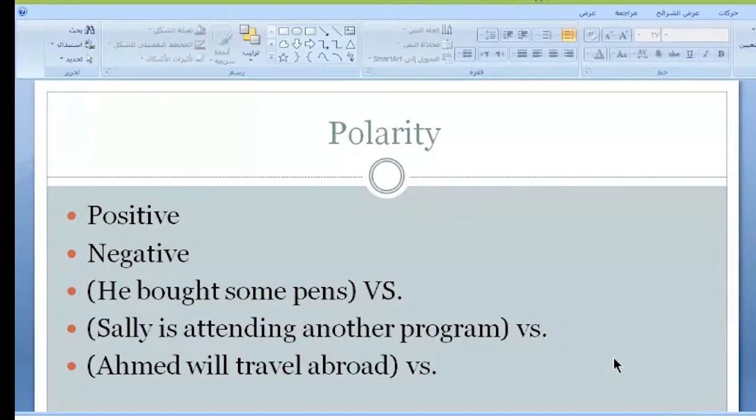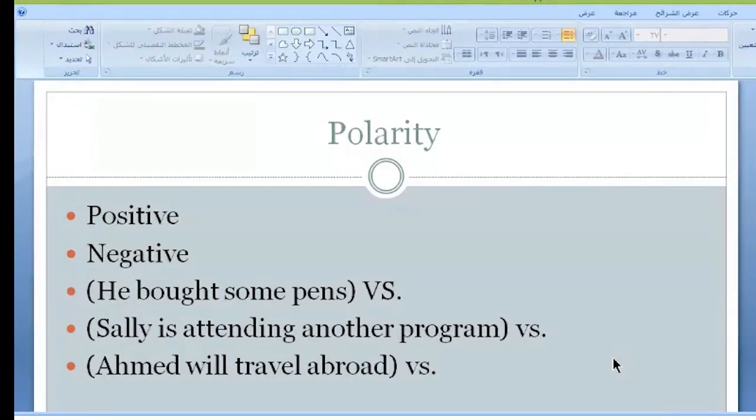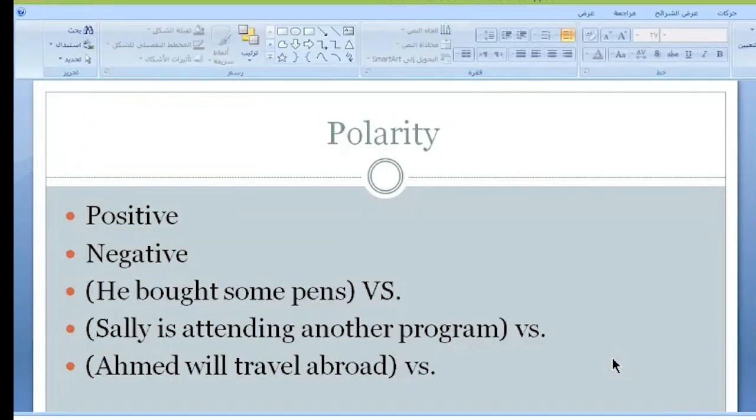Fine. In the second example and in the third example there are auxiliaries. Sally is attending another program. There is a verb to be, an auxiliary verb that works as a verb of being. So I just put not here. I say Sally is not attending another program. And the third, Ahmad will travel abroad. There is a modal auxiliary, which is will. Also I put not after this auxiliary verb and my sentence becomes negative. Ahmad will not or won't travel abroad. Let's come to Arabic.